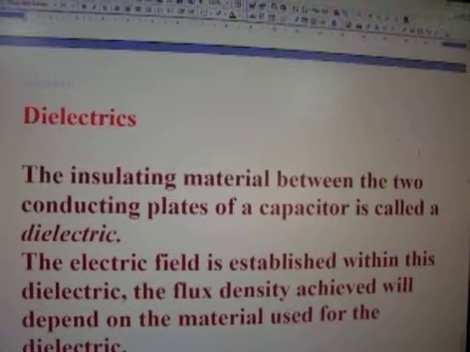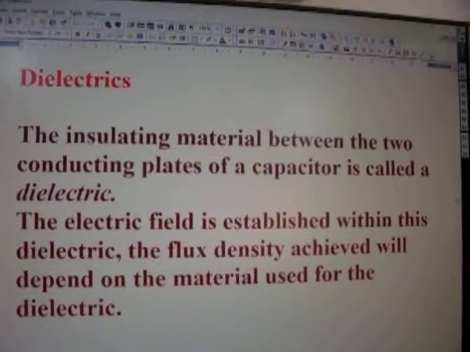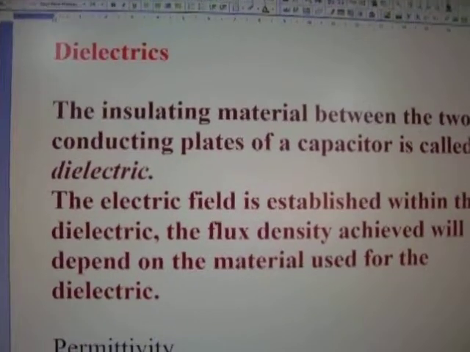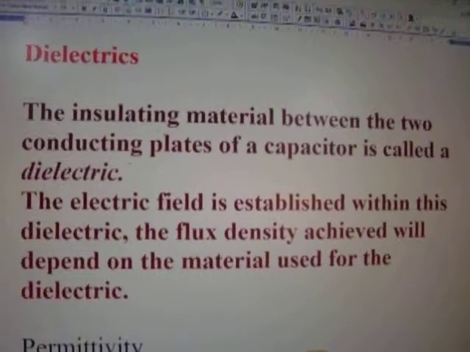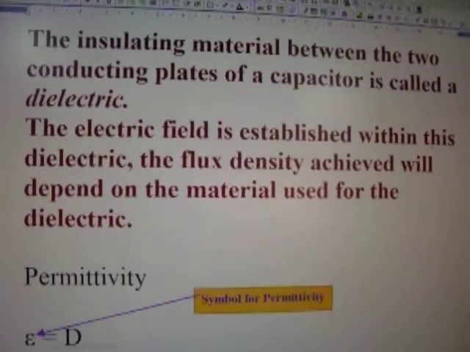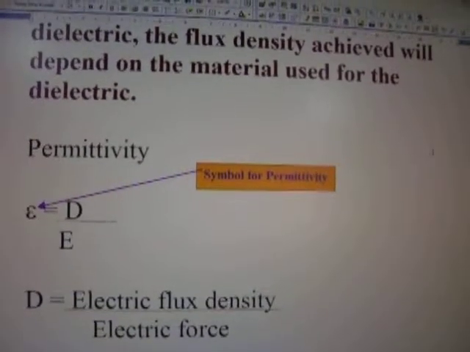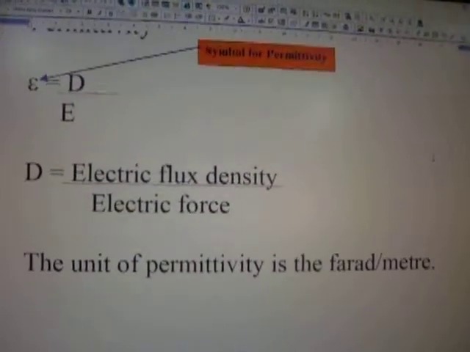And again here we're talking about dielectrics. Know what the dielectric is, know how it's meant to work. Remember that the dielectric is a material which is inserted in between the plates of a capacitor, no matter what those plates are made of. Permittivity. Okay, again, get to know and understand that, and its symbol.